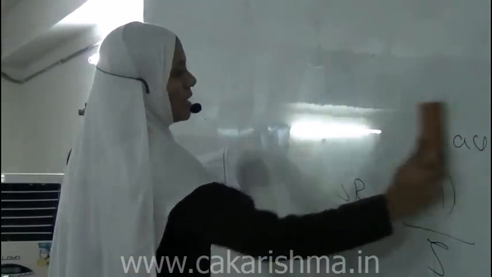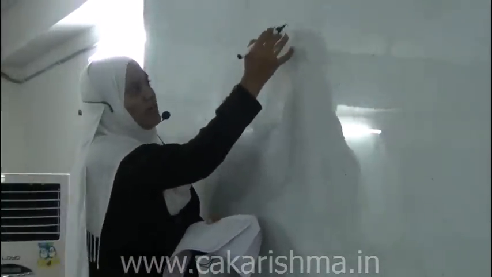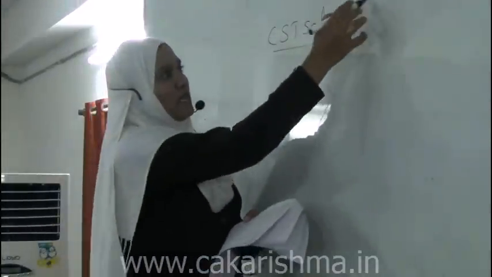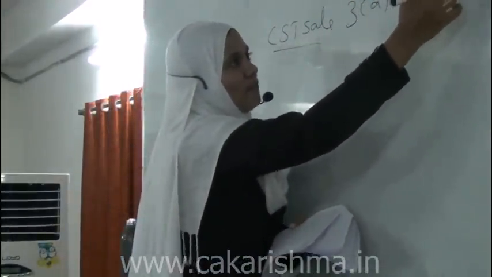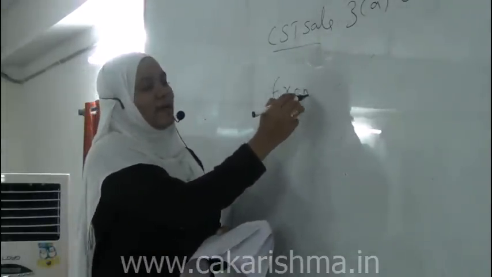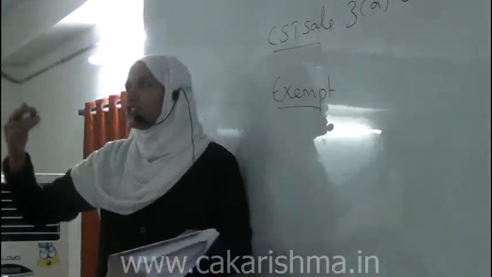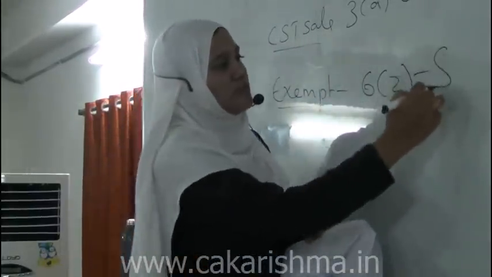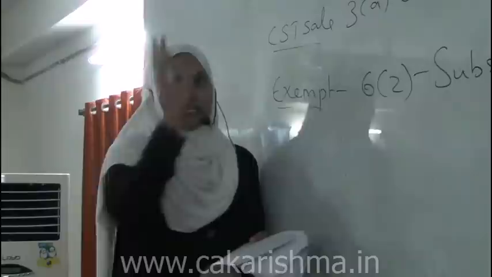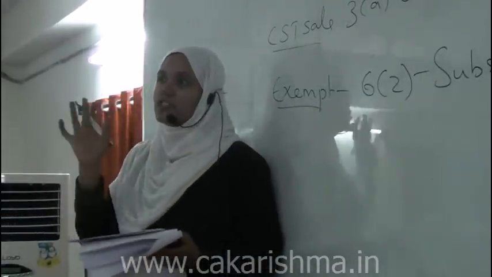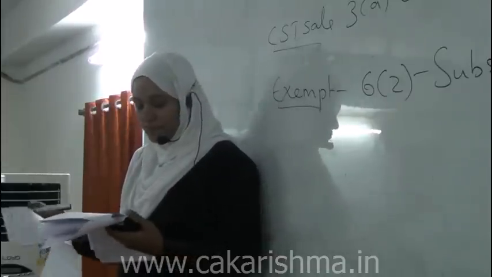Do not get confused. When we are solving the questions, first approach is find out if it is a CST sale. In order to answer, go by 3A or 3B. After you find out that it is a CST sale, then you find out is it exempt? Because we have learned a list of exemptions. So is it covered under section 6 subsection 2, subsequent sale? So first, is it a CST sale? Yes. Second one, is it enjoying exemption under 6 subsection 2? So write the answer for this.